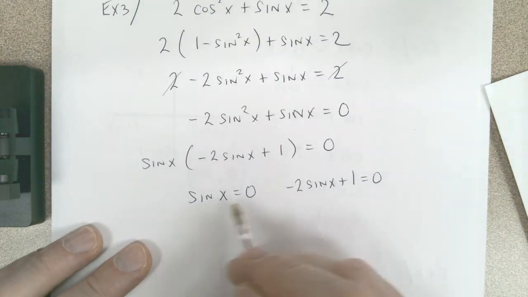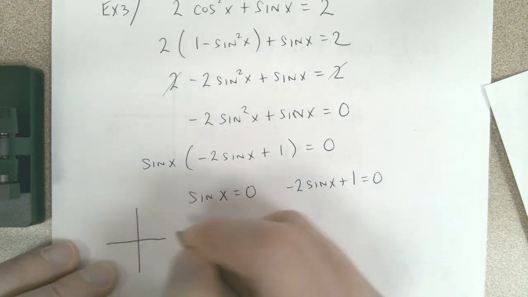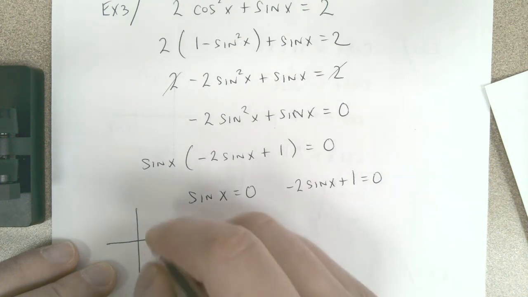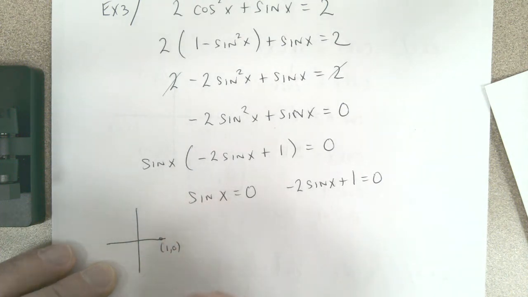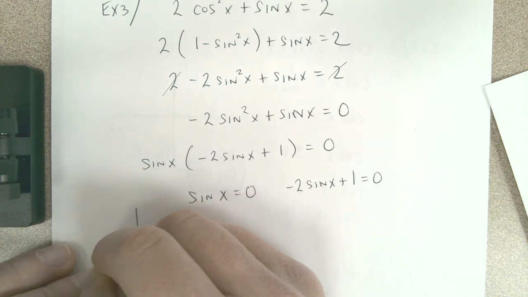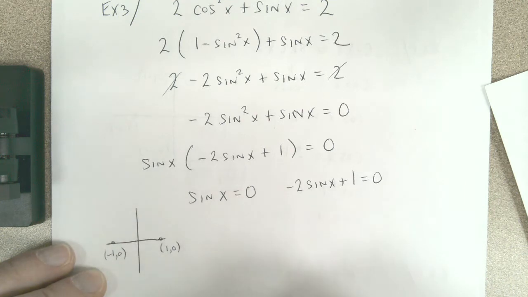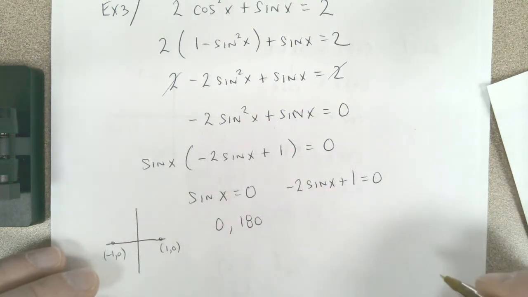Well, where does y equal 0? Again, y is going to be equal to 0 at 0 and at 180, because that's negative 1, 0. So we get 0 and 180 there.